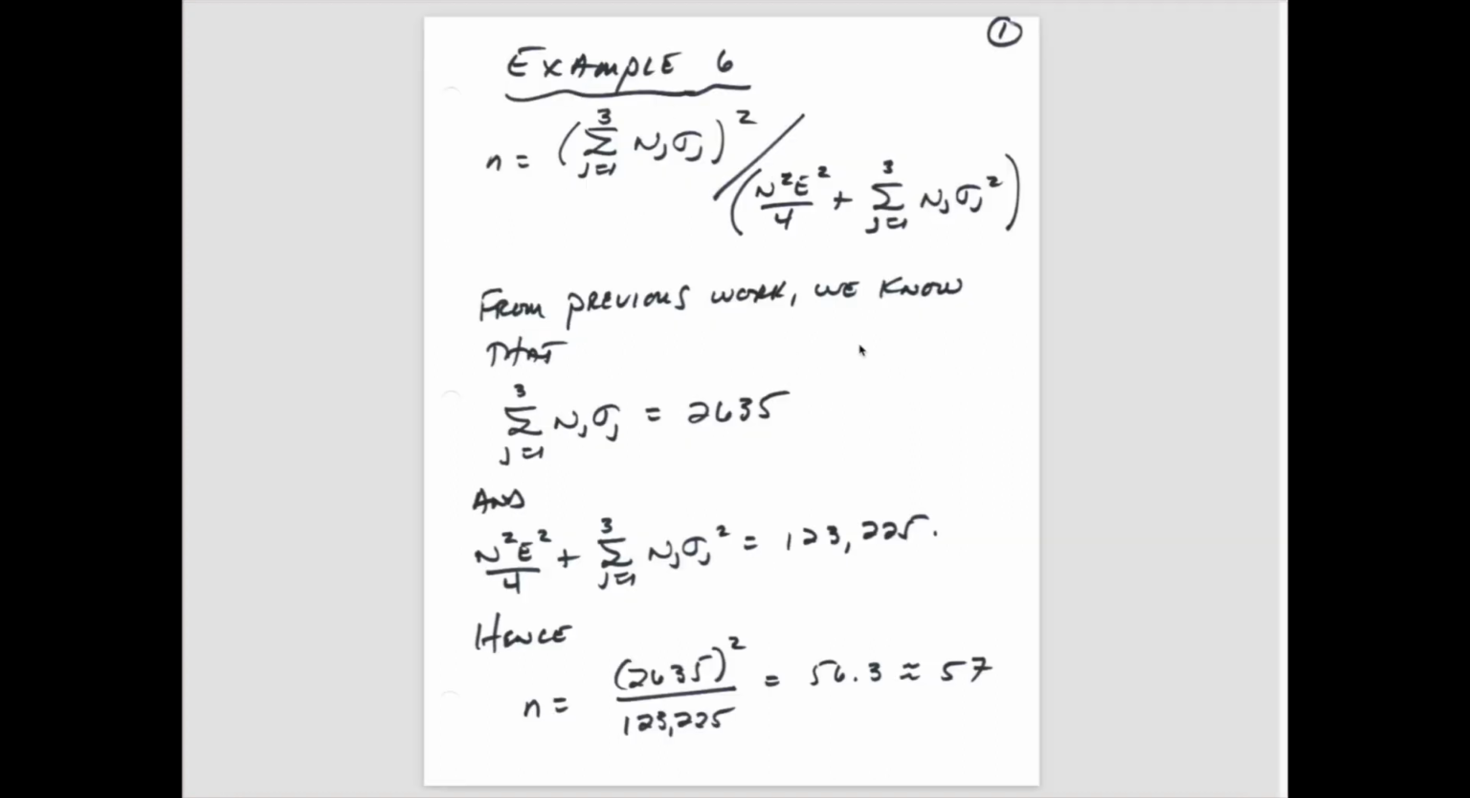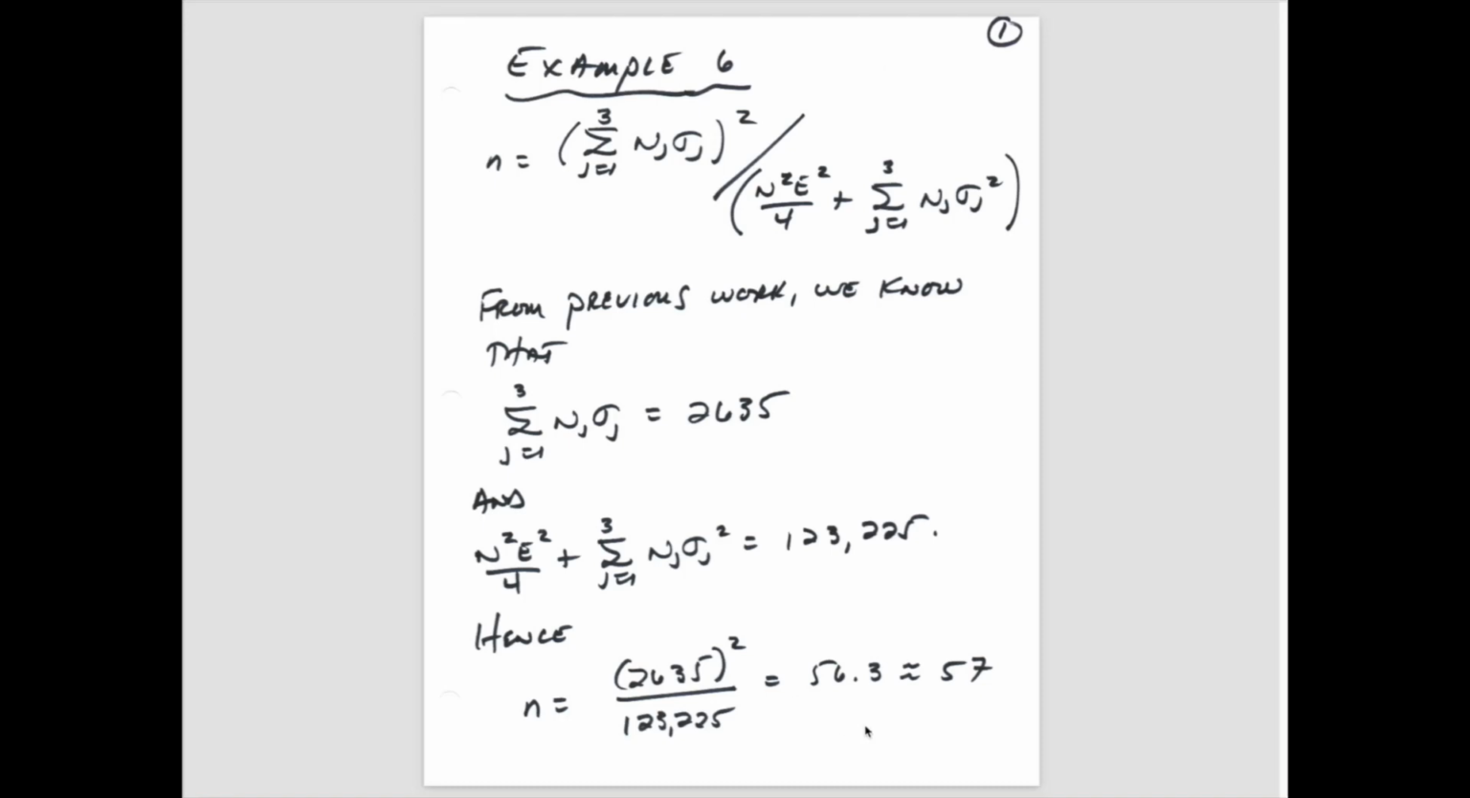All right, and from previous work we know that the sum of the products of the stratum sizes and the stratum standard deviations is 2635. And we can calculate the denominator using these values that I've got listed here. So you can pause the video and do the calculations and make sure that you come up with the same value. And so when we do that, we apply this formula to get the smallest sample size that will give us a margin of error of no more than the desired margin of error, which was 2 hours.